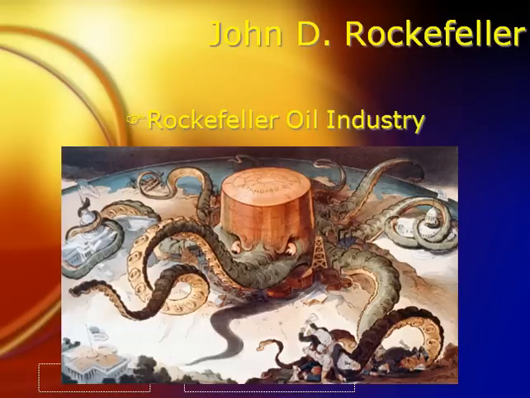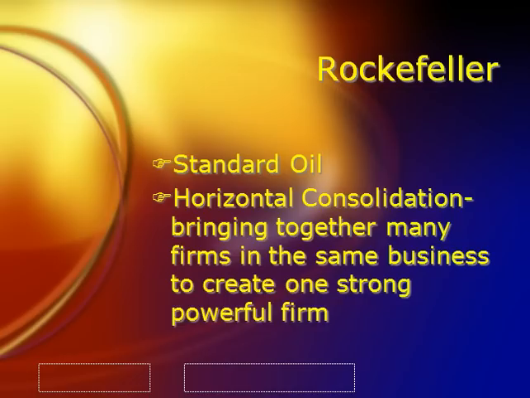Our other key figure is John D. Rockefeller and the oil industry. Rockefeller, he gains monopoly over Standard Oil, and he practices horizontal consolidation. And he brings together many firms in the same business to create one strong, powerful firm. So he essentially buys out a bunch of smaller oil companies to create this huge oil trust. And it's a huge company, essentially, not technically, but gaining tons of control over the oil industry.